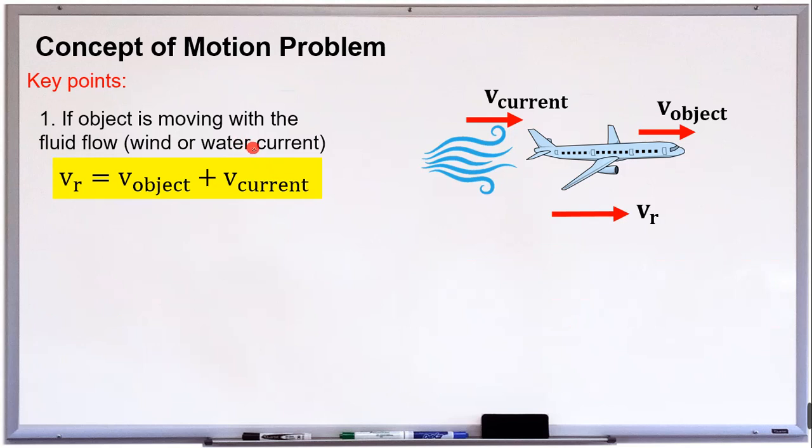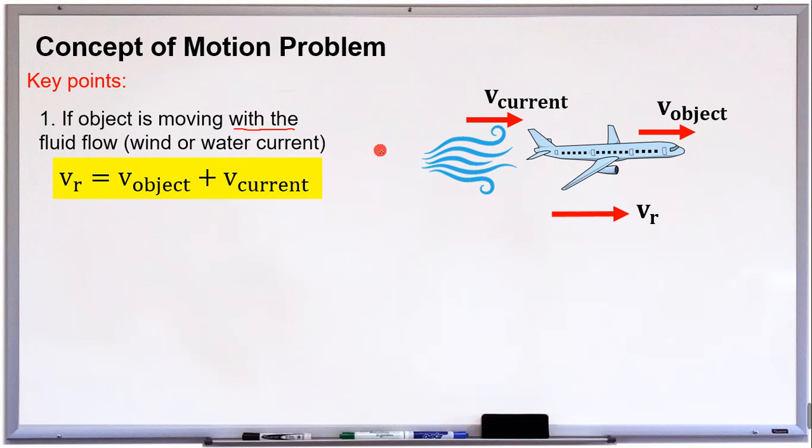Another thing to note for motion problems is this one. There are some cases where an object is moving through a given medium. It could be air or water. So if the object is moving with the fluid flow, so your clue here is moving with, so along with the fluid flow, it could be wind or water current.